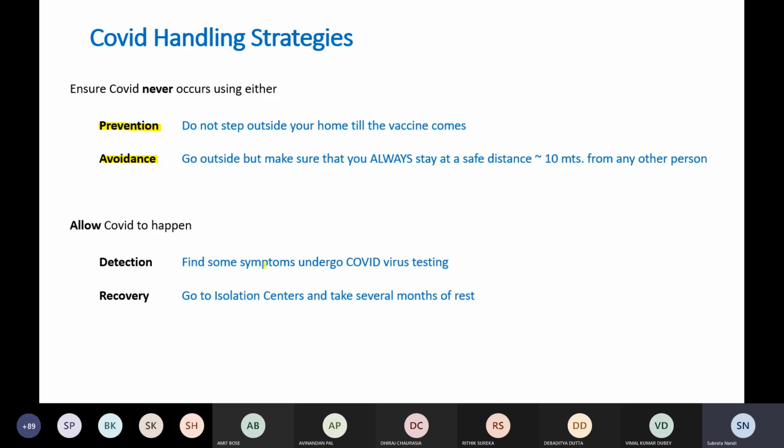So detection: if some symptoms are found, you go for testing, and recovery means you go to the isolation centers, followed by several months of rest. Similar is the case, and probably most of us are doing this strategy. Prevention, avoidance, those days are gone, and we are sticking to this, and the outcome is unknown to us.